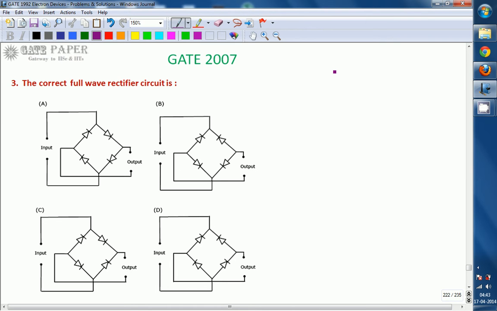Hello, we are discussing the GATE 2007 ECE paper, and the topic is related to electronics. Look at the diagram. Out of options A, B, C, D given, what will be the correct full wave rectifier circuit?